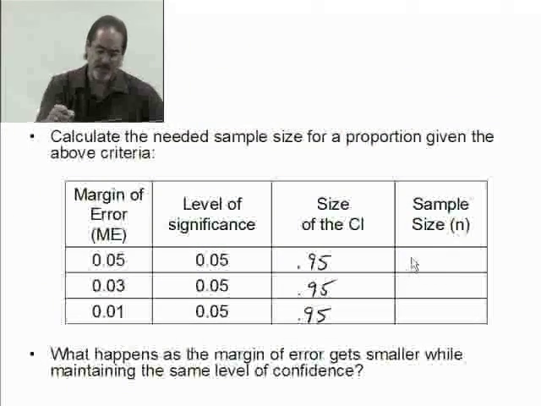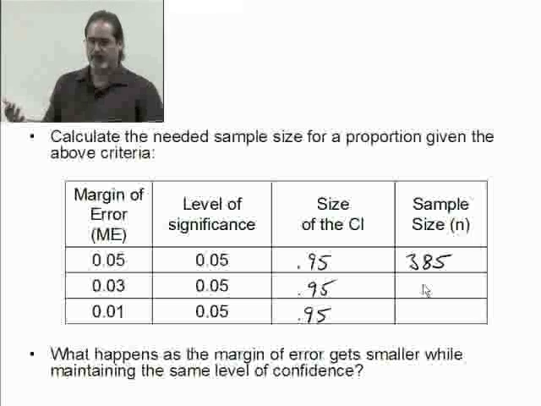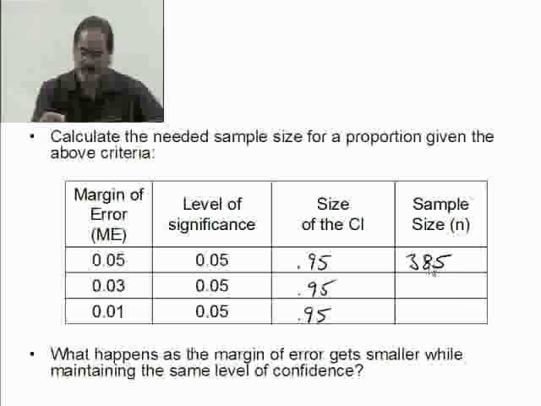384.14, that means I'm actually going to get a sample size of 385. I can't get 0.14 of a person, so if I have anything other than all zeros to the right of the decimal, I'm going to round up. I'm going to go up to 385.